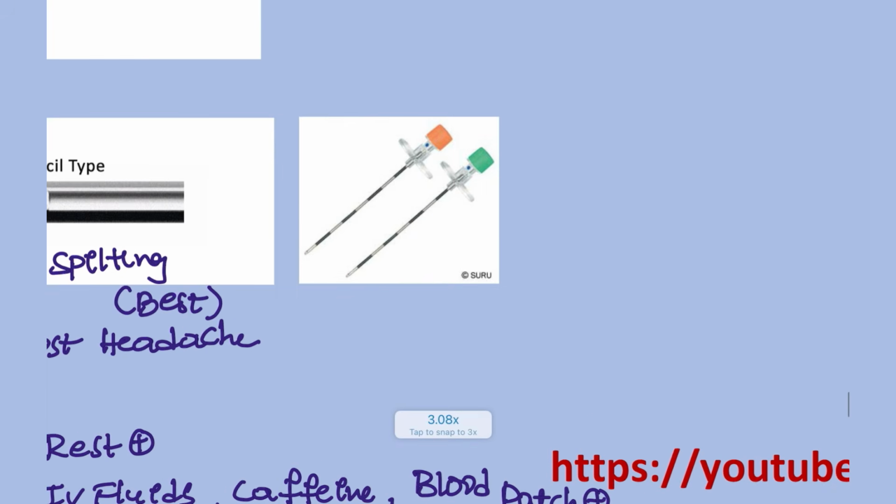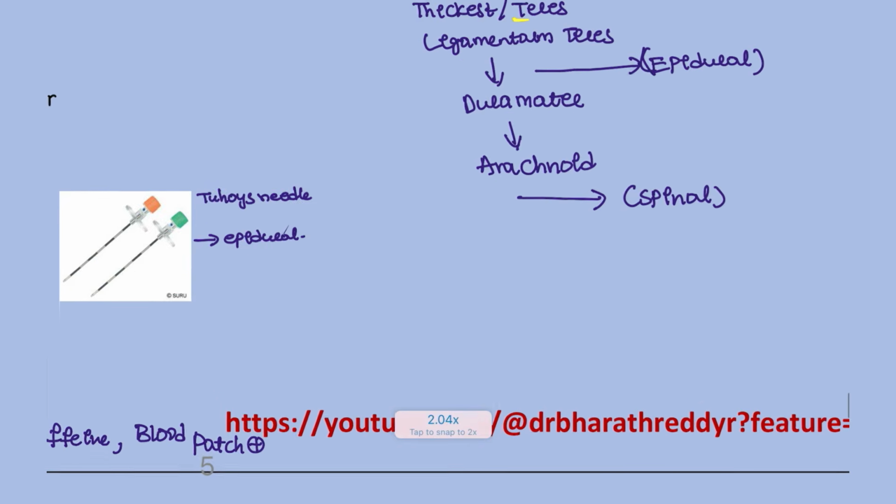Next, this question was asked last year. This is the Tuohy needle. This needle is used for the patients of the epidural, right? Epidural anesthesia is what we are going to use it for.